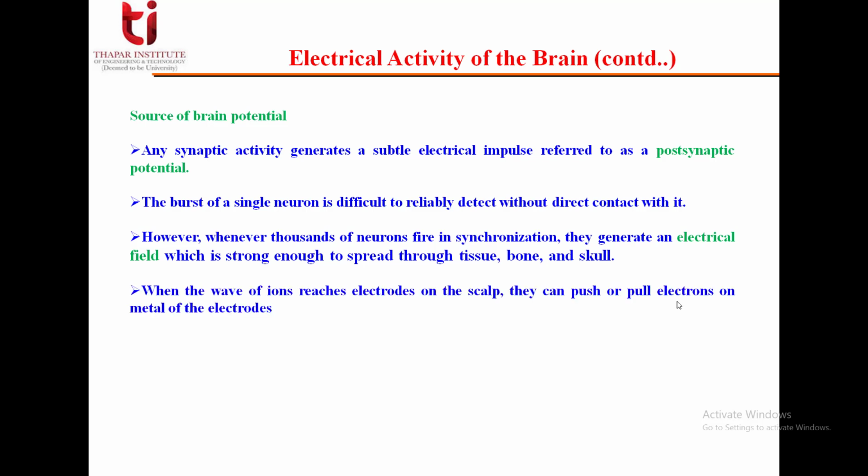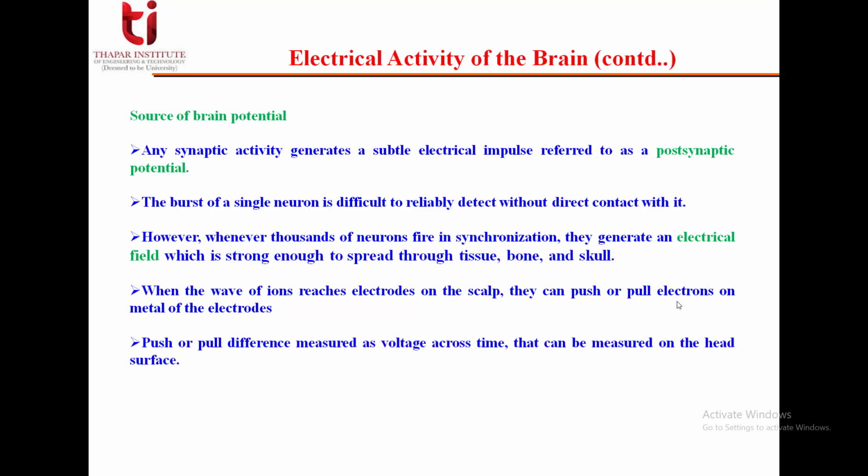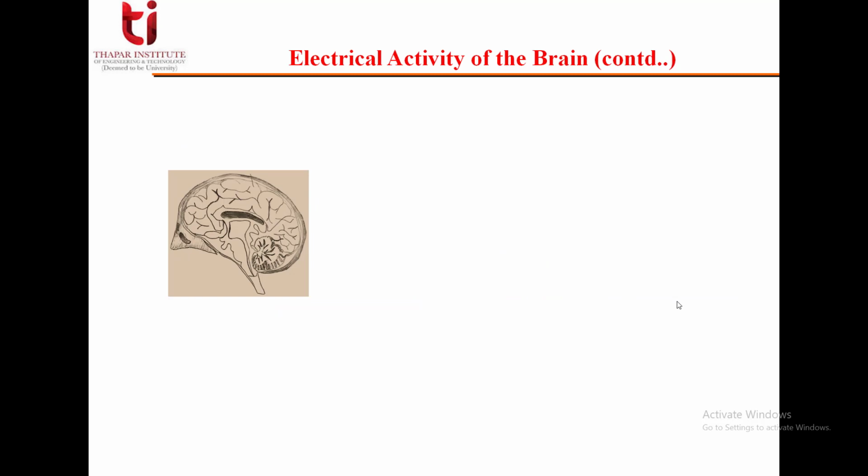And when this wave of ions reaches electrodes on the scalp, because to capture the activity of the brain we have to keep different electrodes on the scalp surface, they can push or pull electrons on the metal of the electrodes. And this push or pull difference is measured as voltage across time, and that can be measured on the head surface. Let's discuss this in a little more detail.